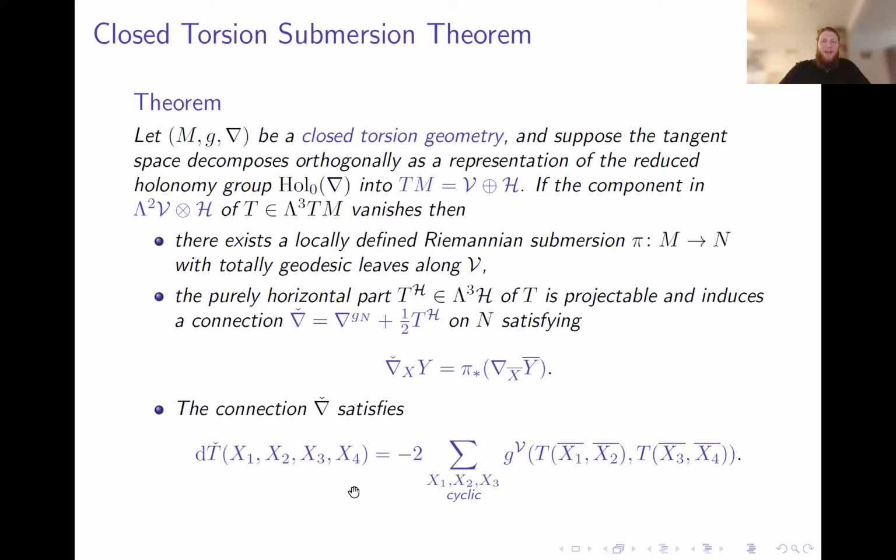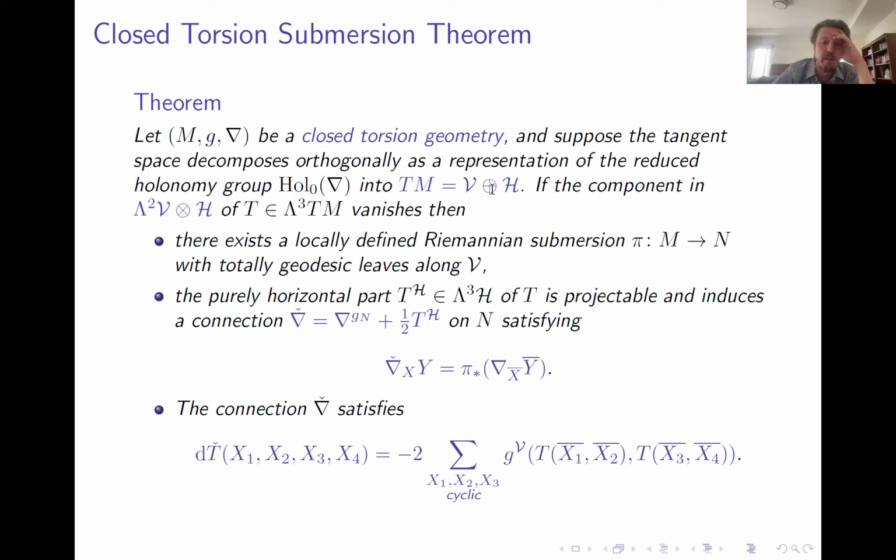There are some cases, namely if both of the mixed torsion parts vanish. So not only the one that we require to vanish, but also the twice horizontal, once vertical one. However, in this case, it turns out that we can apply this theorem with reverse roles of vertical and horizontal part, and it tells us we are left with a product geometry, at least locally.